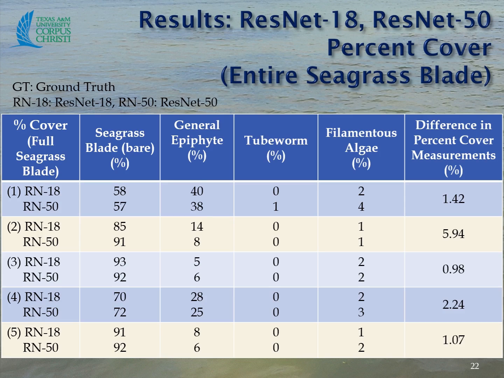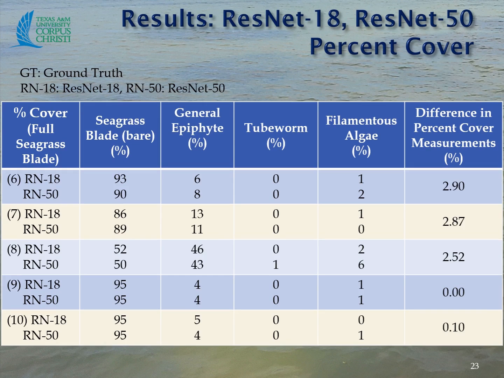This table reflects the percent cover for the entirety of seagrass blades, since there was no validation data for the entire seagrass blades due to the labor-intensive labeling. Here we present a comparison of and the difference in percent cover measurements by ResNet 18 and ResNet 50 networks on classifying the surface cover. This is the second set of 5 seagrass blade images.